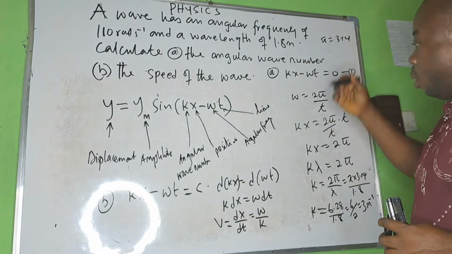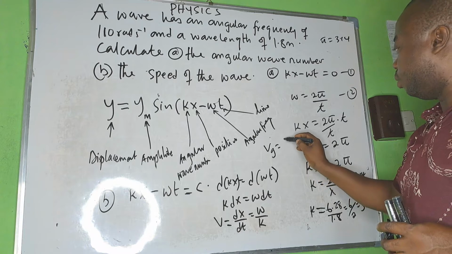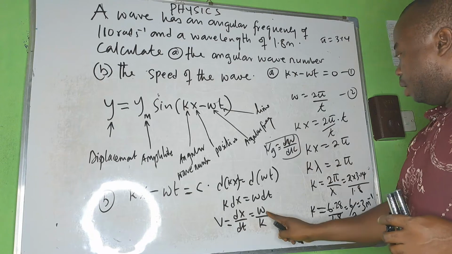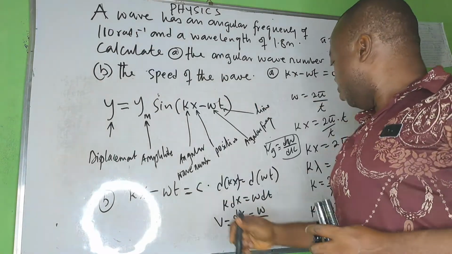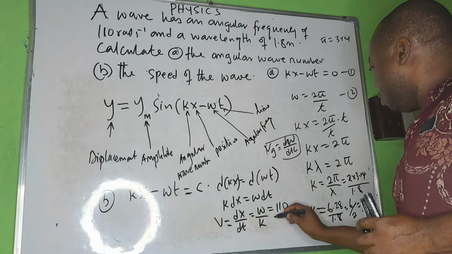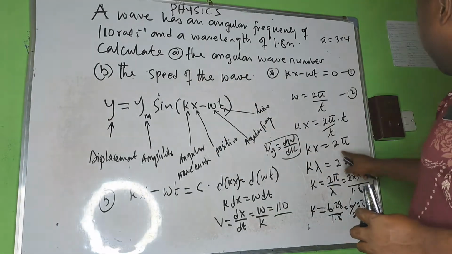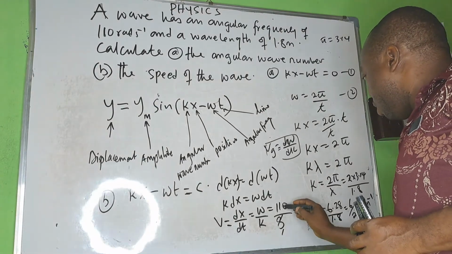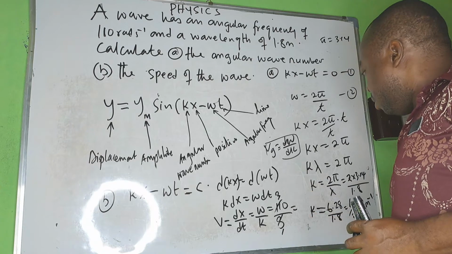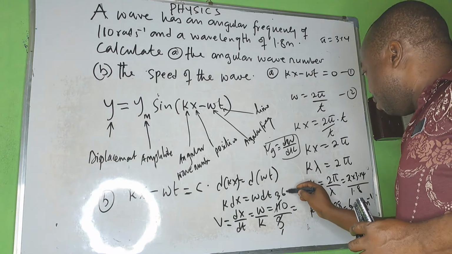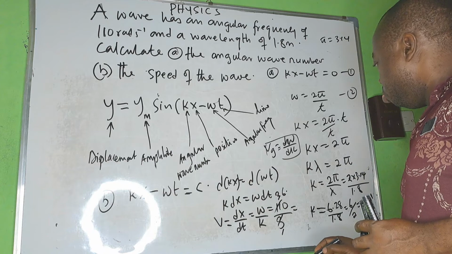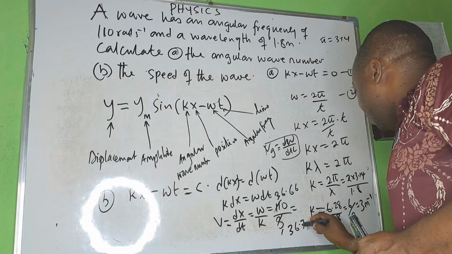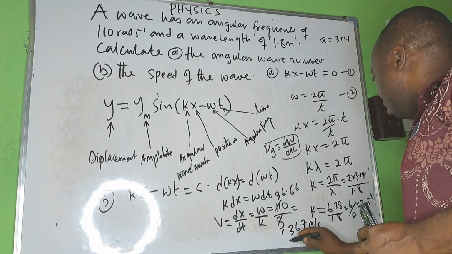Of course, the group velocity, vg, is also d omega over dk, but that's not what we're talking about now. So omega we know is 110, and we calculated k to be 3. So 110 over 3, approximately, let's say 36.7 meter per second.